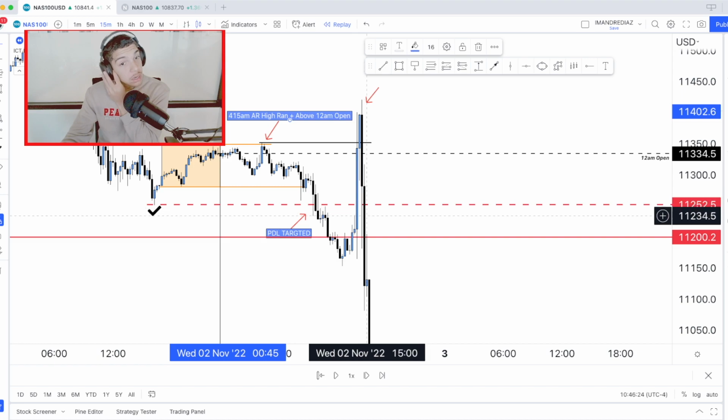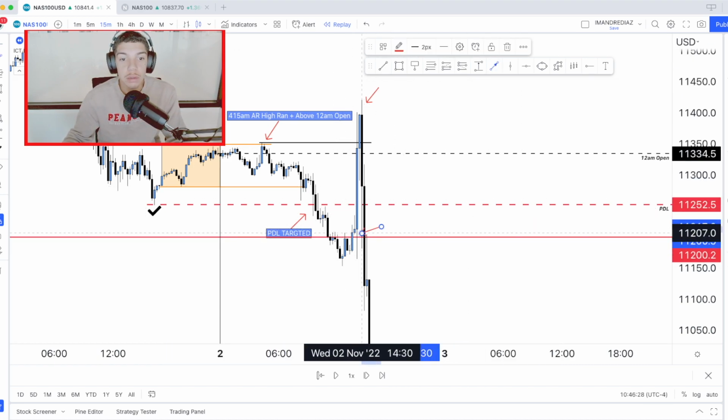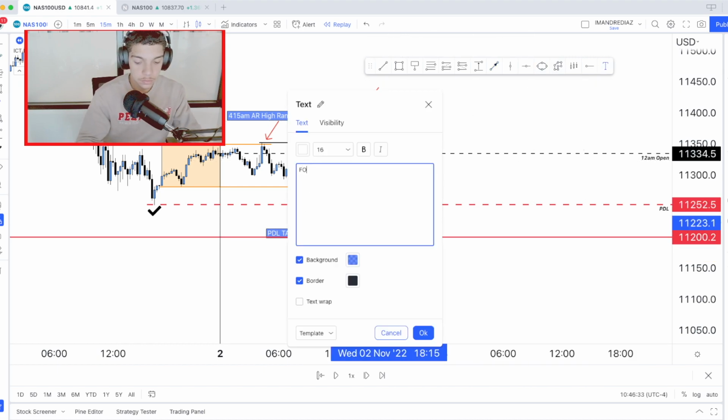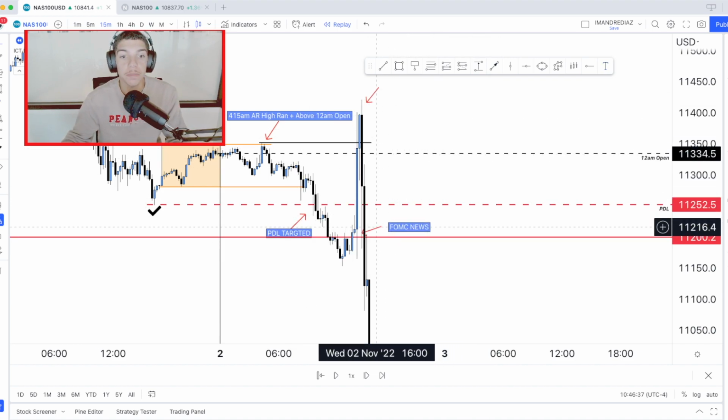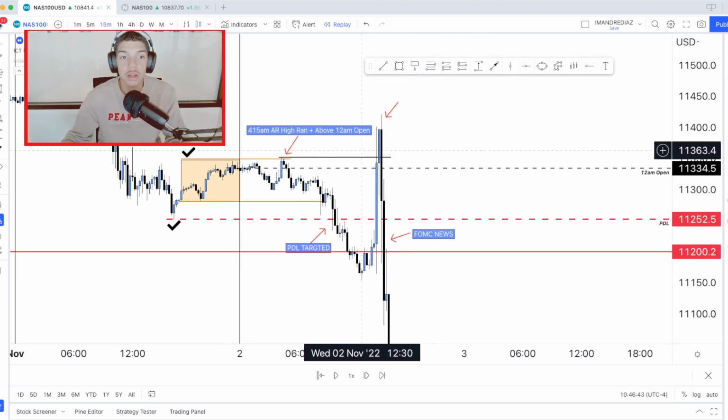But nonetheless, what happened? From here, the news came out, so FOMC news, I'm gonna put that as an annotation so I know that for the future. This is all FOMC news right here. Then from here, what happened? Price came down to this 11,200 area, and then we pushed above.